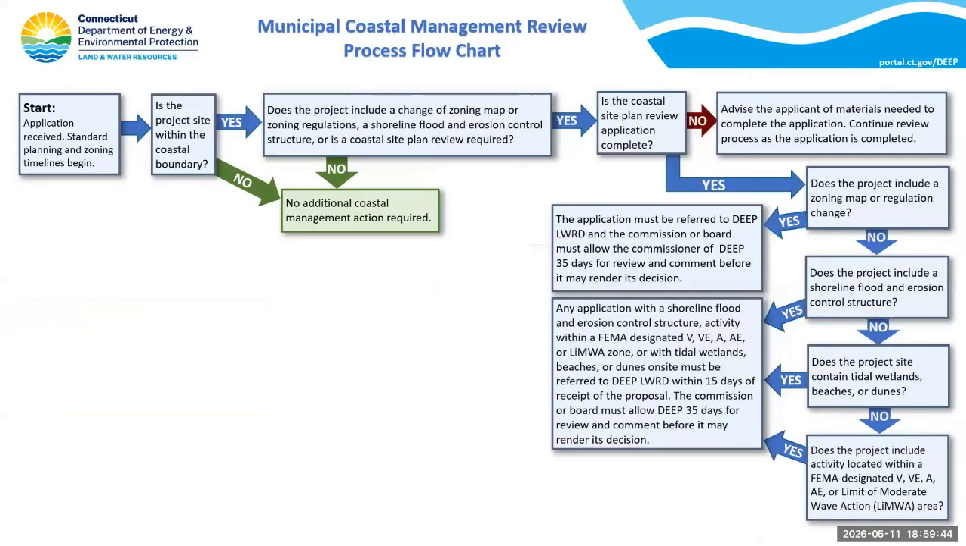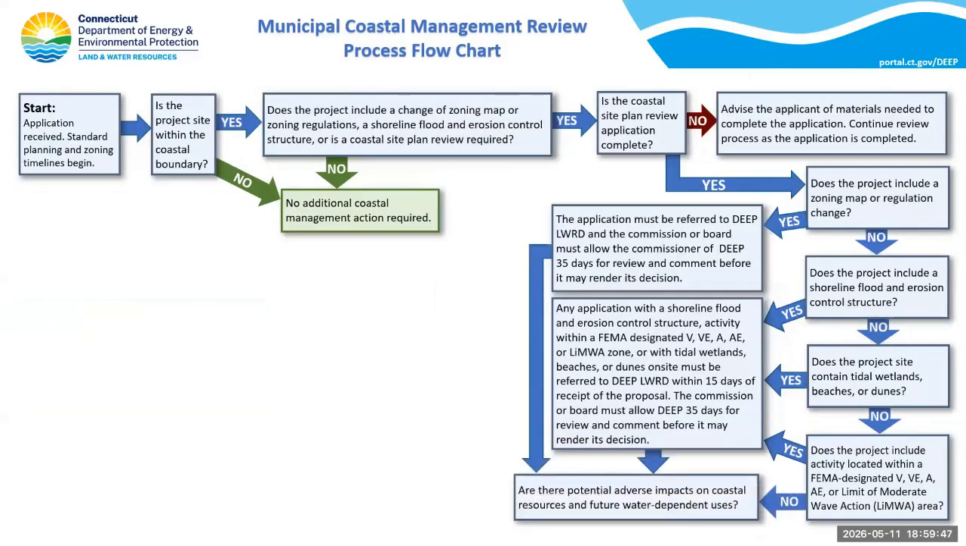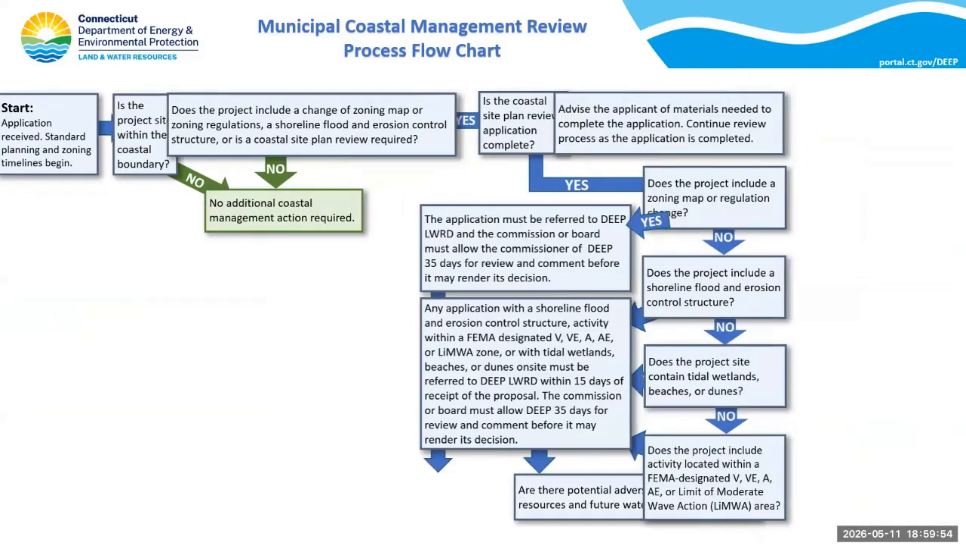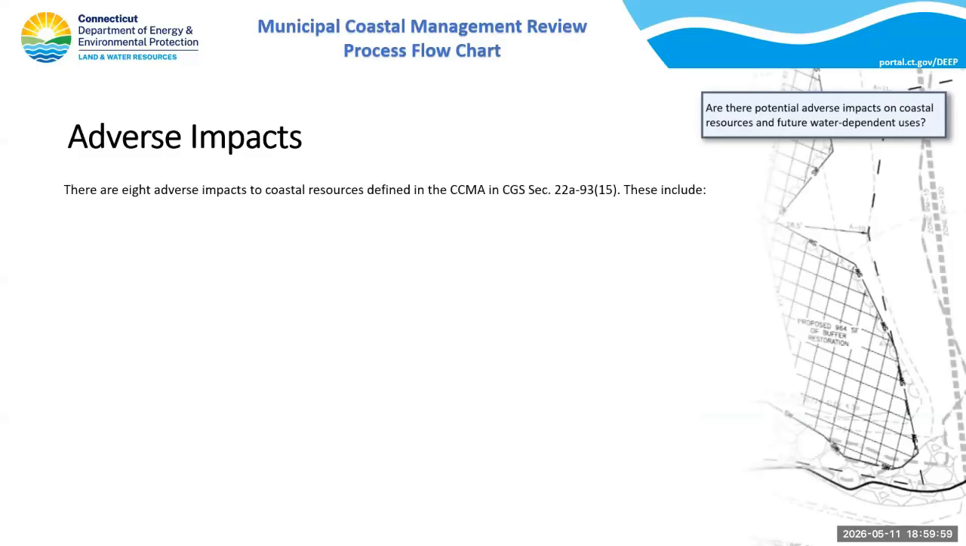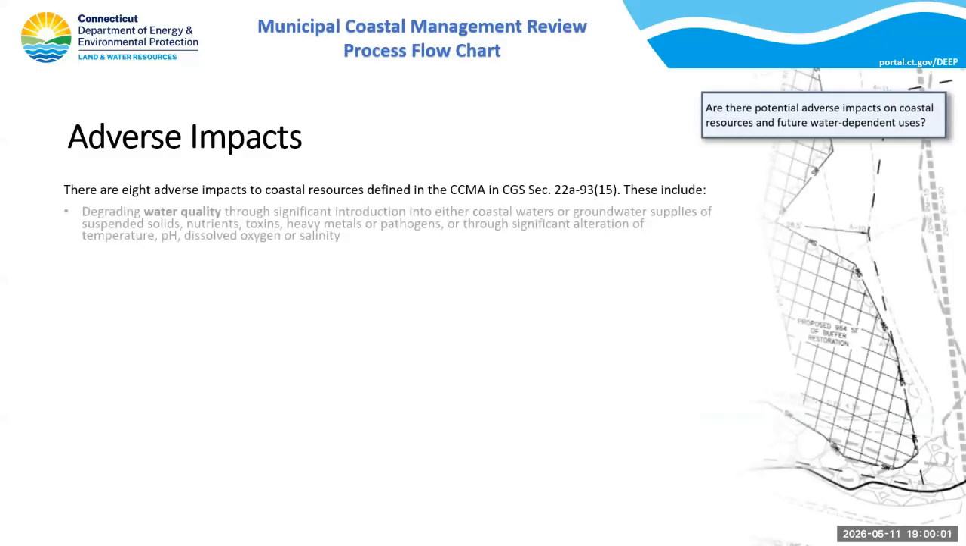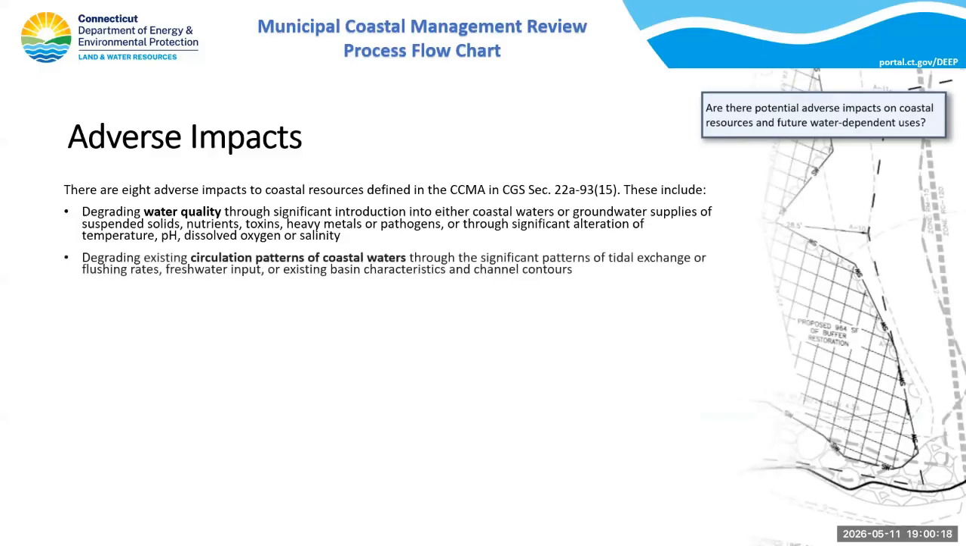All right, so moving along, you can then proceed to the potential adverse impacts on coastal resources and future water dependent uses. So those adverse impacts are defined in the CCMA. There's 8 specifically, including degrading water quality through significant introduction into either coastal waters or groundwater supplies of suspended solids, nutrients, toxins, heavy metals, pathogens, or the significant alteration of temperature, pH, dissolved oxygen, and salinity.